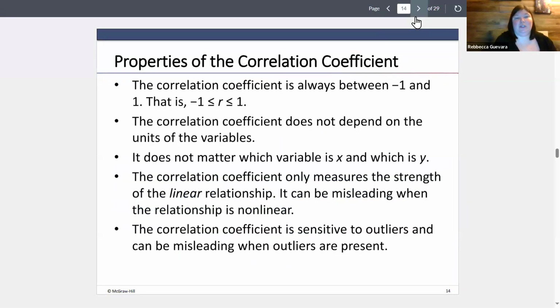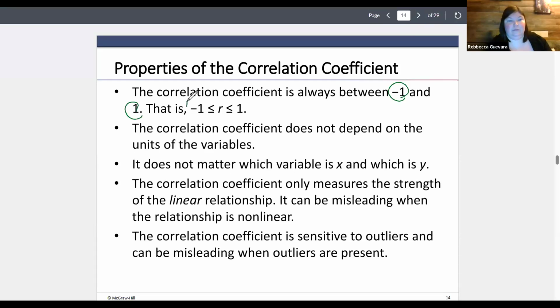So, properties of a correlation coefficient. The correlation coefficient is always going to be between -1 and 1. It's kind of like your 100%. It's essentially what you're thinking of: one side's 100%, the other side's 100%. If you're at -1 or 1, it is a perfect correlation.